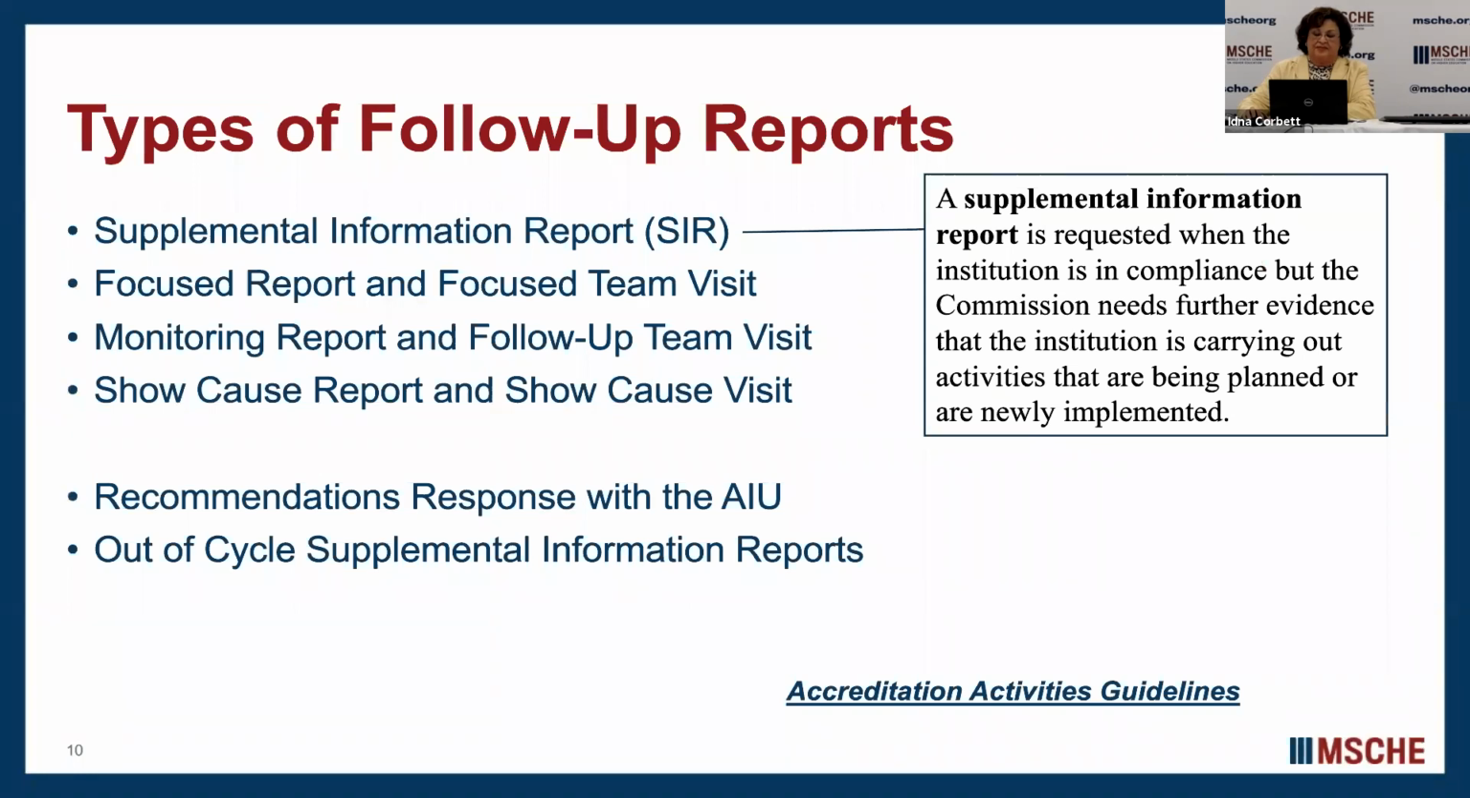And right now I'm going to explain some of the kinds of reports and feedback you may be asked to submit. The first one I'd like to talk about is called a supplemental information report. Your VP liaison may refer to this as an SIR. So if you hear about an SIR, it's the supplemental information report, which is requested when an institution is in compliance, but the commission needs further evidence that the institution is carrying out activities that have been planned or newly implemented. I want to talk about one particular use of SIR that has happened related to COVID-19.